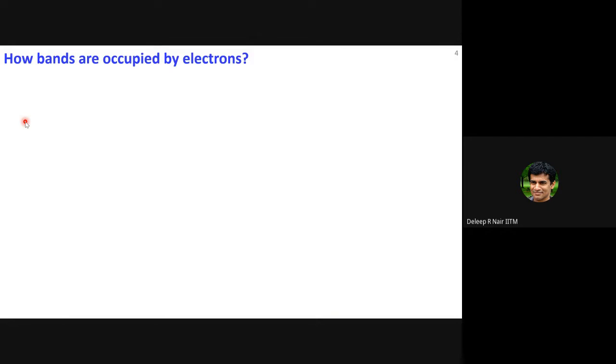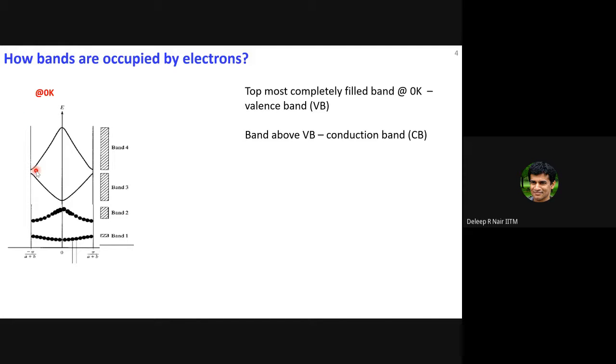Having learned about the energy bands, now let us see how these bands are populated by electrons. As we saw before, there are many such bands. In the case of metals or semi-metals, the top band is partially filled, or there could be an overlap between two bands. However, in the case of semiconductors or insulators, there is a clear demarcation between completely filled bands and completely empty bands.